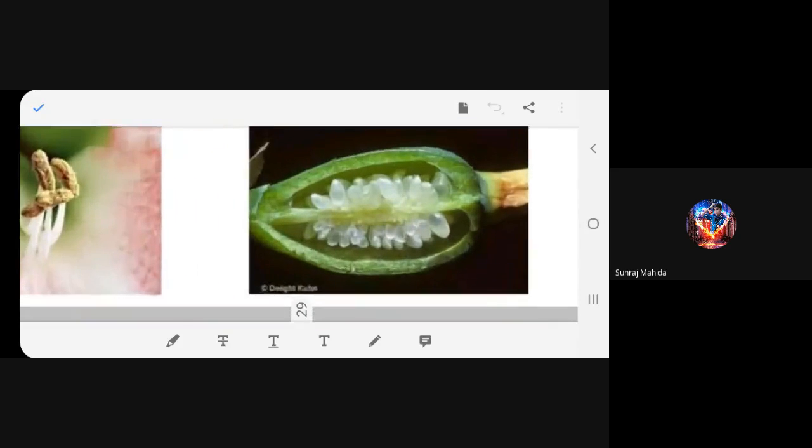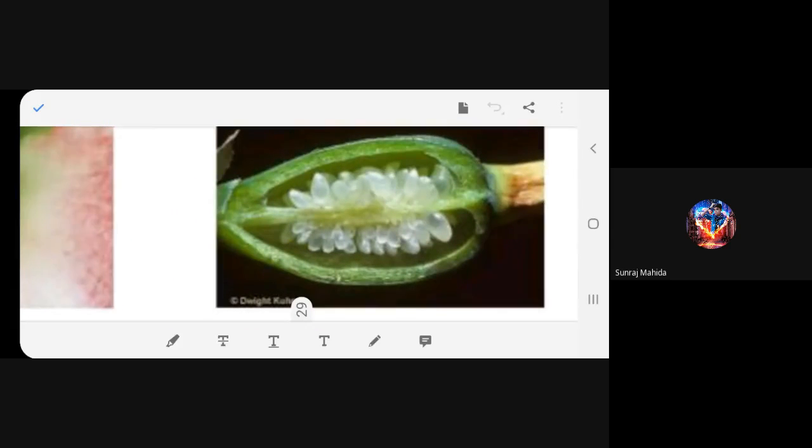How does it look like? This is the ovary. And these are the ovules. The inside part is also present in an orange, it is in all of them. That is the inside; the seeds that you can see are the ovules. The ovule will become the seed. You understood? Yes.